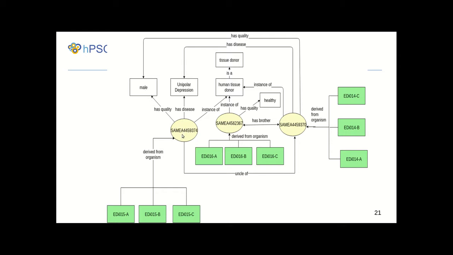And this one is an uncle of another tissue donor who also suffers from unipolar depression. It's also a male donor. And he has a brother who is not suffering from unipolar depression, he's healthy. And from all of these 3 tissue donors, there have been derived 3 cell lines. So here we have the ED014 ABC, ED15 ABC and ED16 ABC.